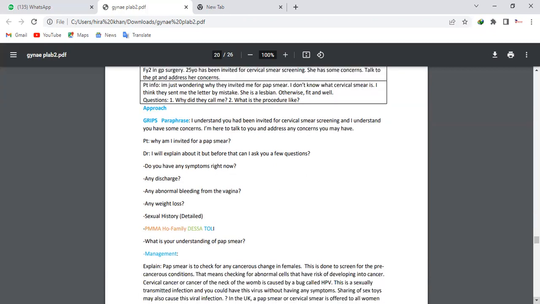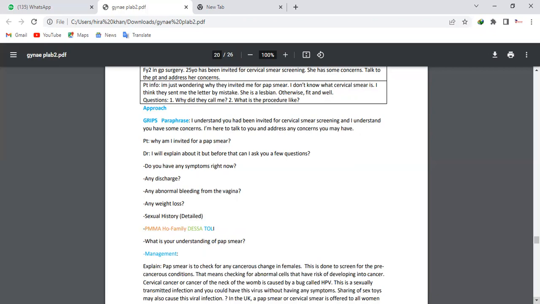Then what you are supposed to do is, first of all, paraphrase, because this is a consultation and you already know that the cervical smear invitation has been sent and she is here to discuss it. So paraphrase: I understand that you have been invited for the cervical screening. I understand you have some concerns. I am here to talk and address your concerns. Please let me know, how can I help you?